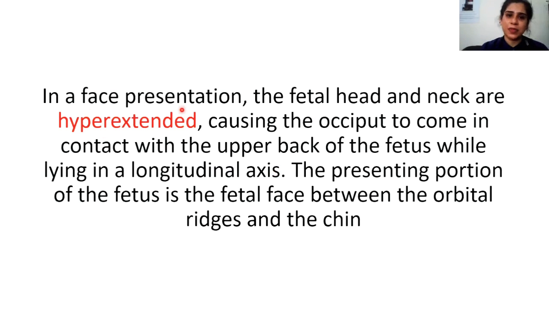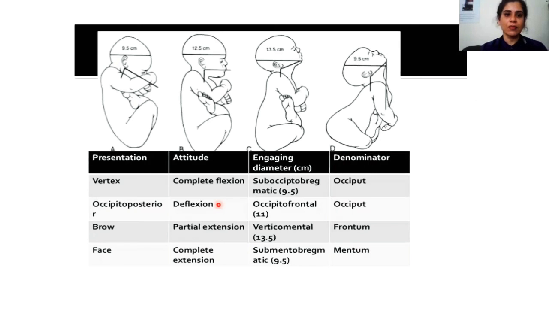So what happens in face presentation? In face presentation, the fetal head and the neck are hyperextended, causing the occiput to come in contact with the upper back of the fetus while lying in a longitudinal axis. So the fetus is lying in the longitudinal axis, but the head and the neck are hyperextended. The presenting portion of the fetus is the face, between the orbital ridges and the chin. So these are some of the diameters which are very important and we all should know.